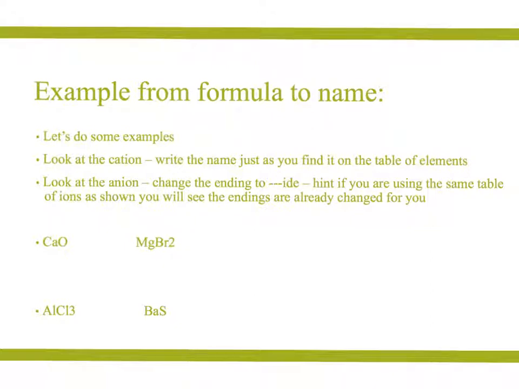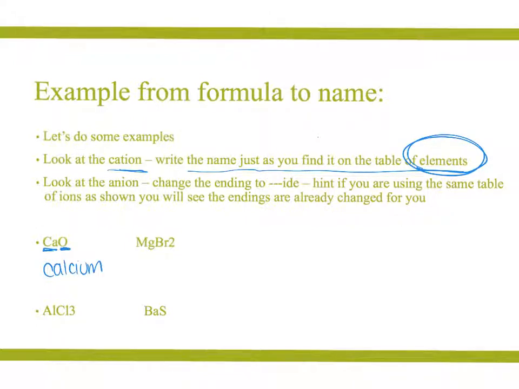So let's do some examples, and let's look at the cation. The best thing to do is look at the cation first and write out the name just as you find it on the table of elements. So this one, I wrote that because we want to make sure that we keep the name the same. When I look on the element side of the table, it says calcium, then I write calcium.